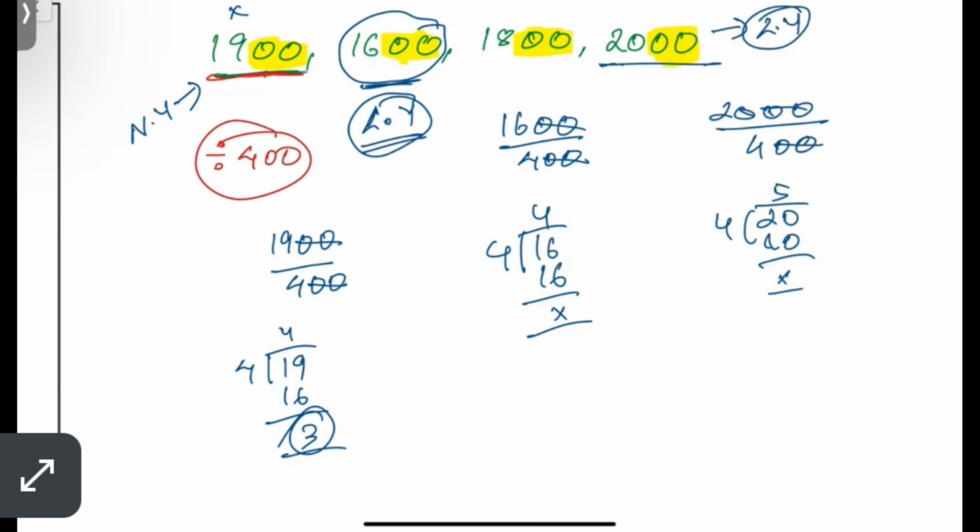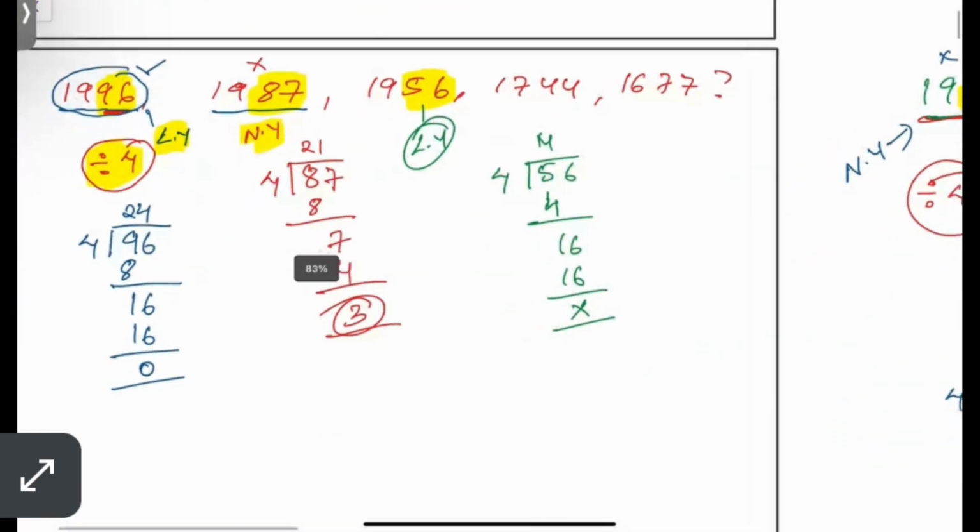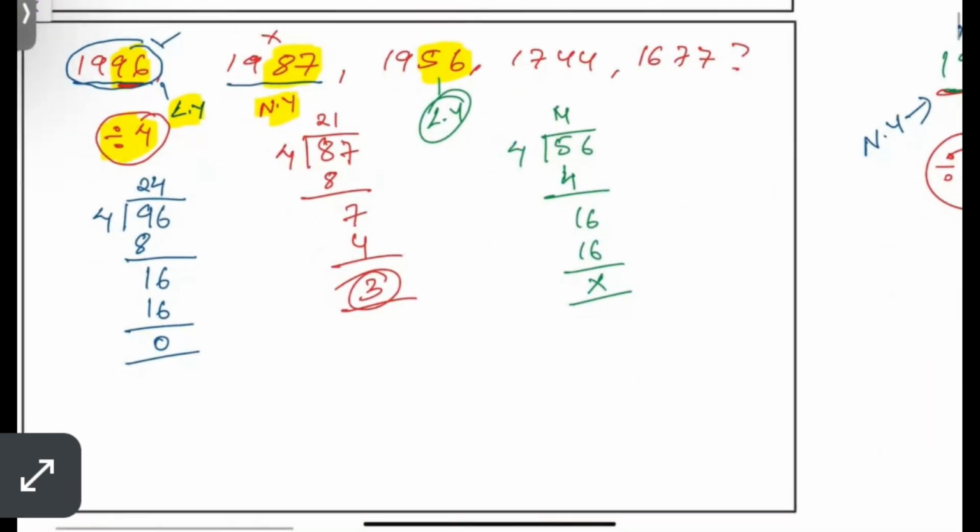So to check whether a normal year, I mean a year which is not a century year, is a leap year or not, in that case you need to divide it by 4 and check, but with the last two digits only, okay?